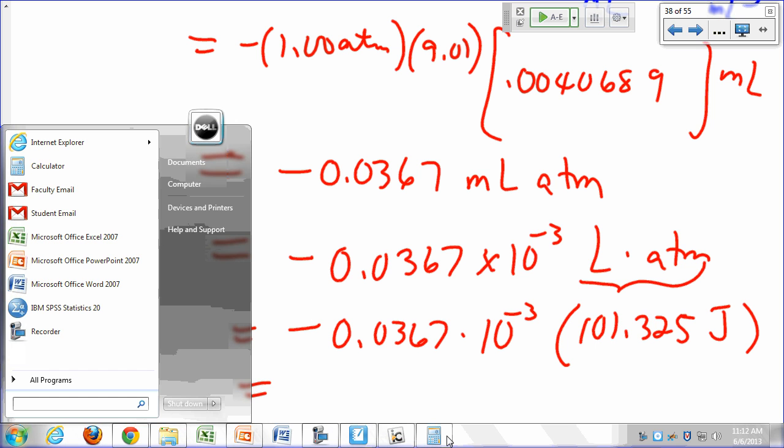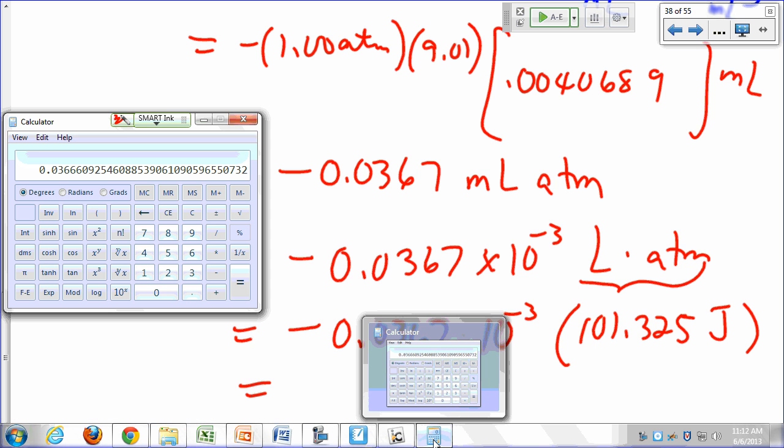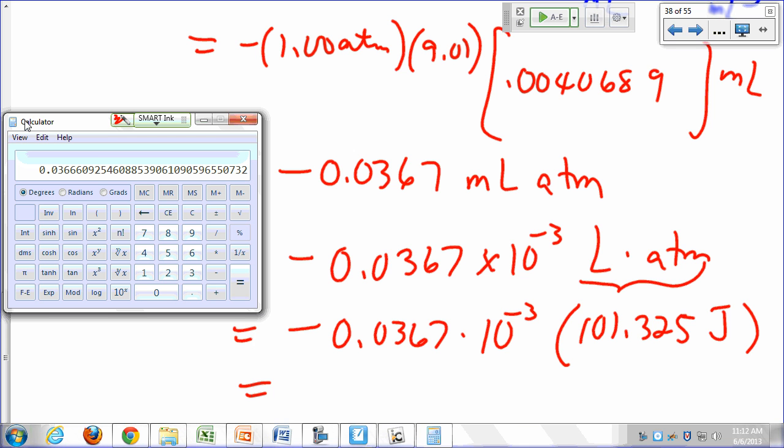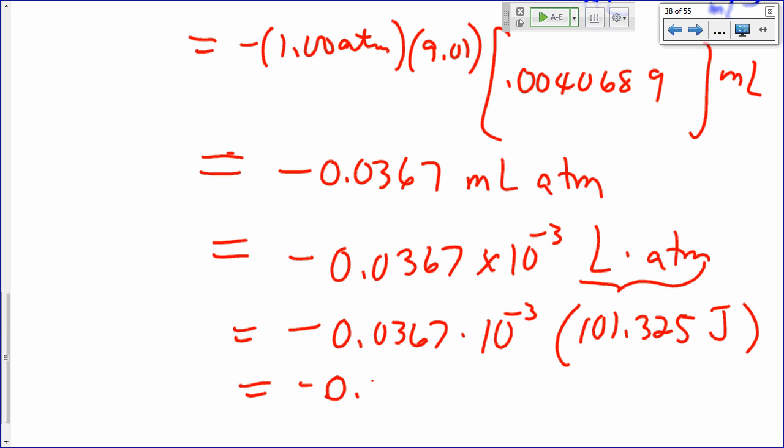So what would that be? 0.0367 times 10 to the negative third, so times 0.001 times 101.325 joules. That gives you 0.00371 joules. Okay? So what happened there?